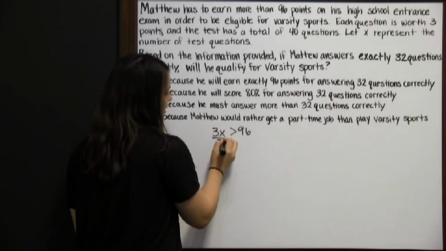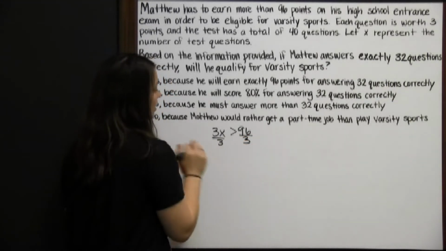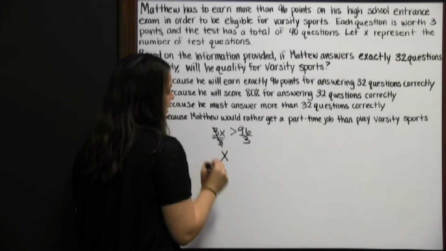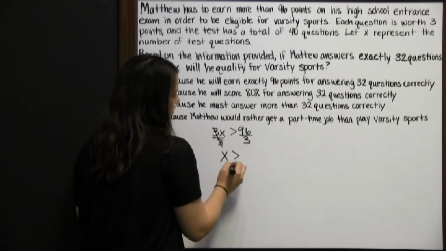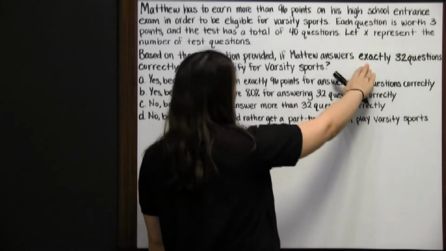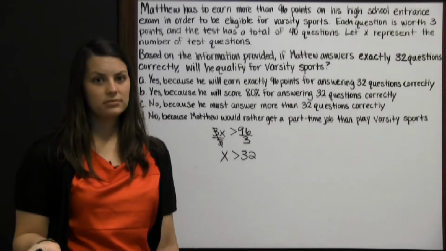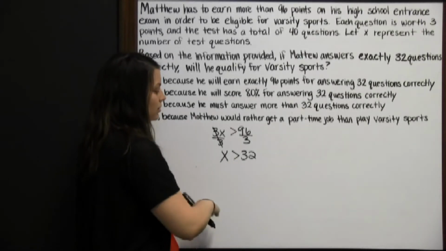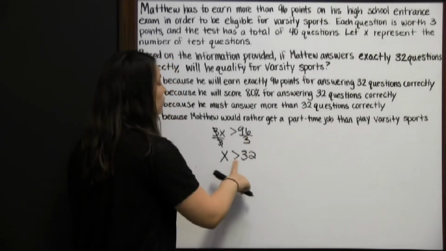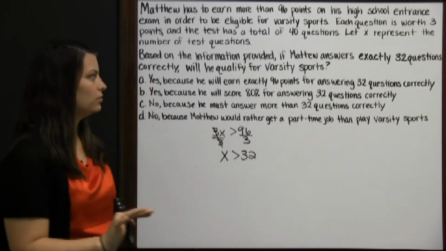This x is the number of questions that Matthew must answer correctly. So let's solve and find out how many questions Matthew must answer correctly. We solve by dividing by 3. The number of questions Matthew must answer correctly is more than or greater than 32. So if he answers exactly 32 correctly, then he didn't answer enough correctly. He has to answer more than that, so 33, 34, anywhere up to 40. But more than 32, greater than 32, not equal to 32.